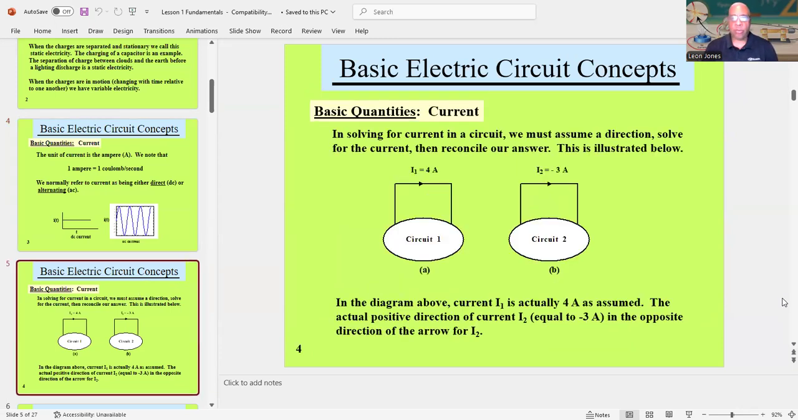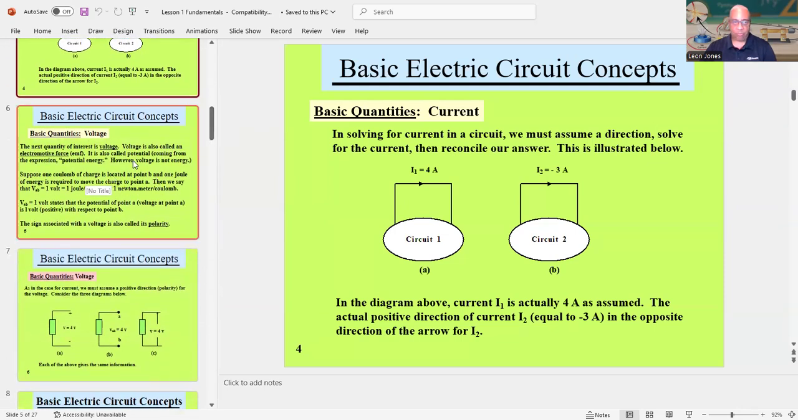Also, in solving for current in a circuit, we must assume a direction. Solve for the current and then reconcile the answer. This is what happens in the illustrations below. So in the diagram above, I have current I1 is actually 4A as assumed. The actual positive direction of I2 is equal to negative 3A, and in the opposite direction of the arrow for I2. See it in both of these diagrams. And when it comes to science, you must understand diagrams. But again, I'm just giving you the basics right here.